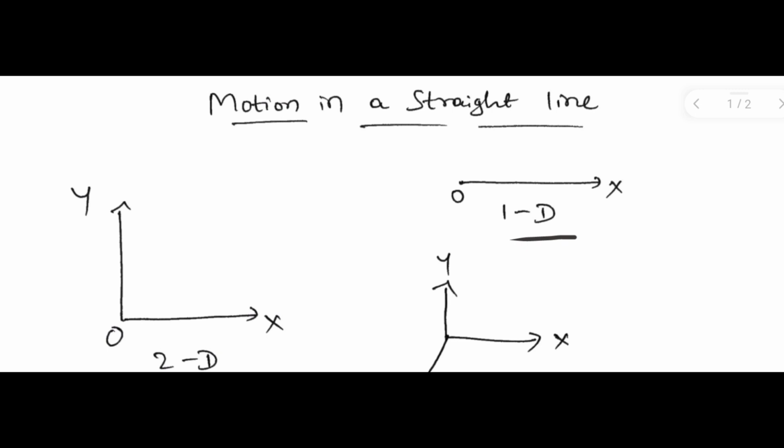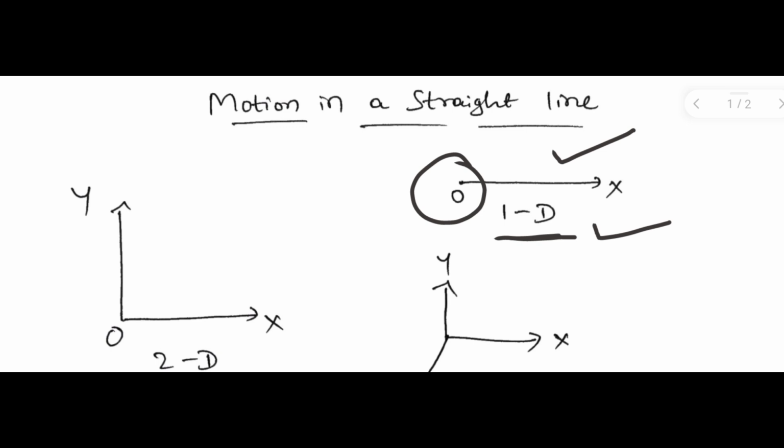First of all, come to the one dimensional motion. Here, this is the one dimensional motion. A straight line is there. O is the origin point or reference point from which we are measuring the motion of a body. Here only a single axis is there, that is the x axis. By using this single axis we can easily measure the physical quantities.